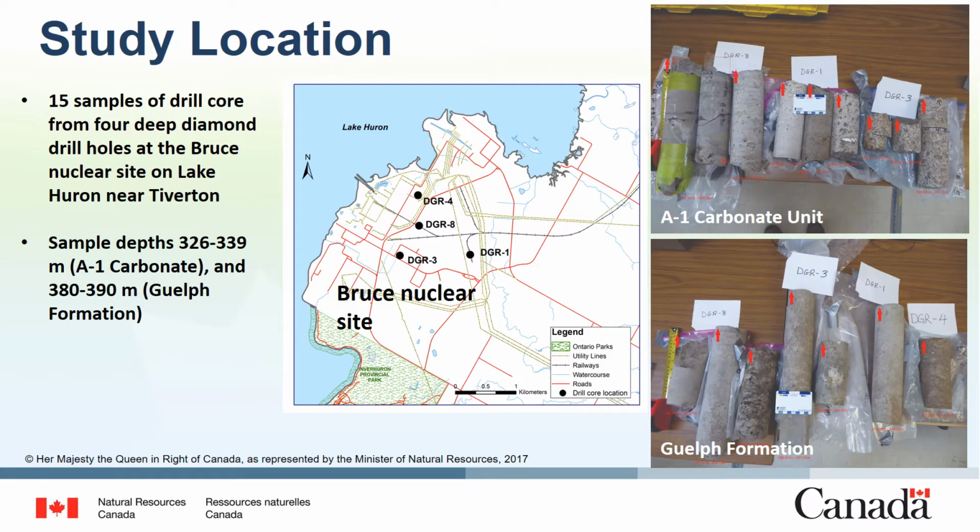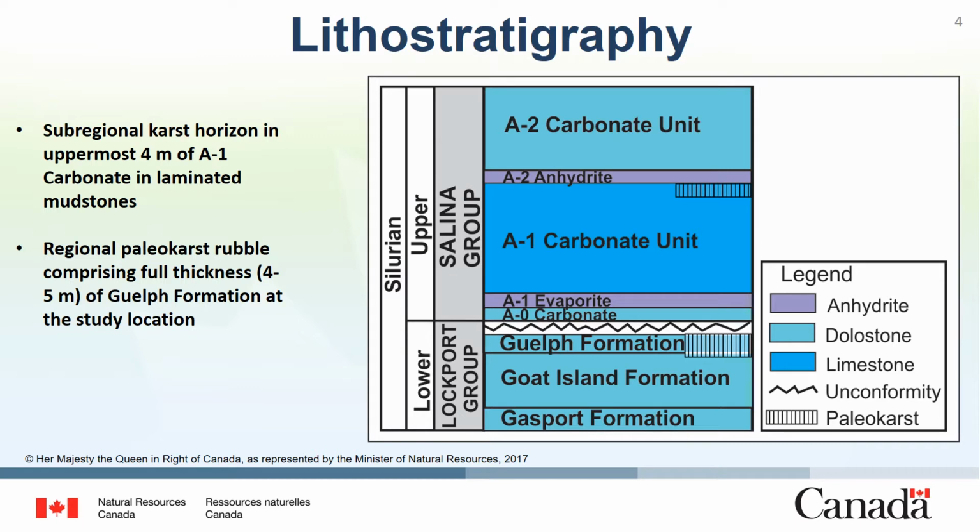The next two slides will give you a little bit of context. The study area is located on Lake Huron, and 15 wall core samples were analyzed for the project, with core diameter of 75 millimeters and lengths varying from 10 to 55 centimeters. In terms of lithostratigraphy, the upper Silurian karst horizon is located in the uppermost part of the A1 carbonate unit in laminated mudstone. In contrast, the lower Silurian karst rubble is present in the entire thickness of the Guelph Formation.